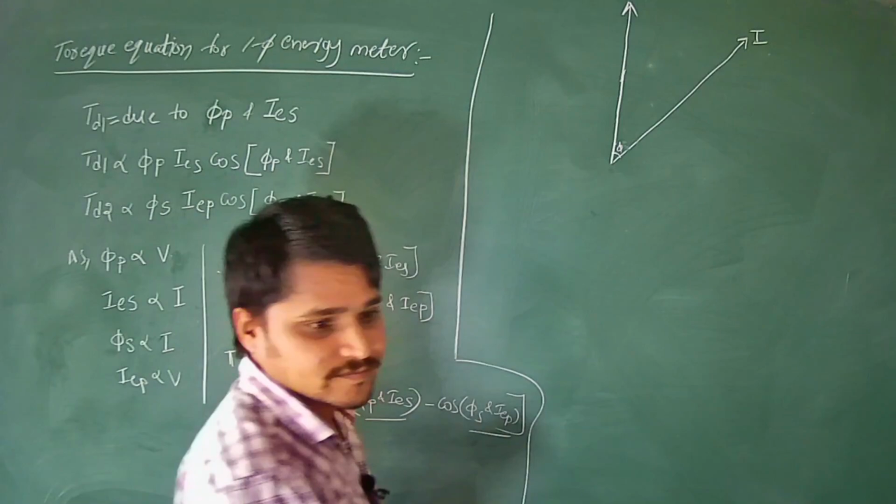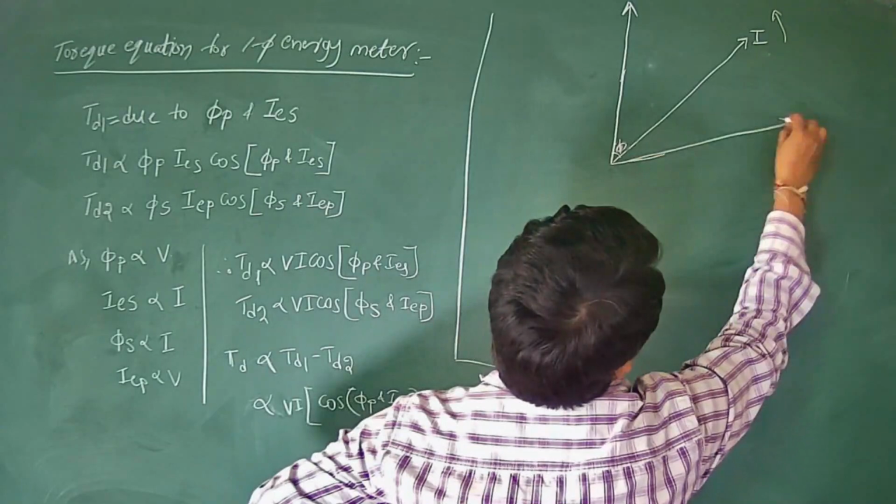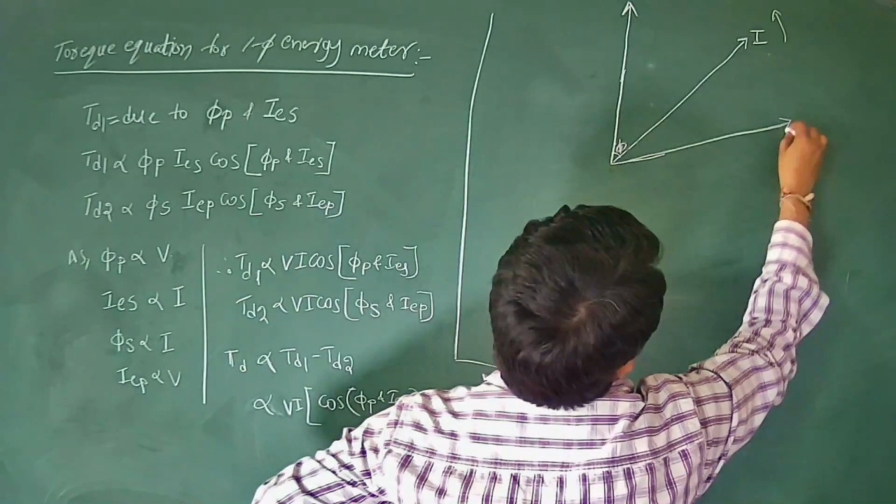Of course, vector rotation is in the anti-clockwise direction. So the load current lags the load voltage by an angle phi, and the current in the pressure coil, IP, also lags the voltage by an angle. We do not know this angle, so let us say this angle is delta. That means delta is the angle between the load voltage and the current flowing in the pressure coil.